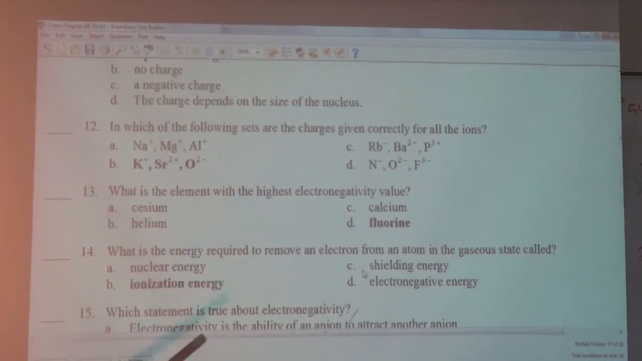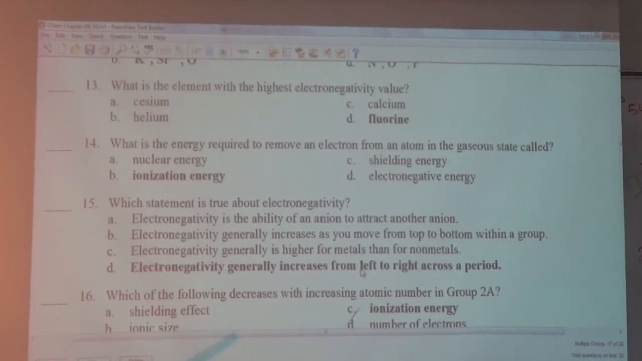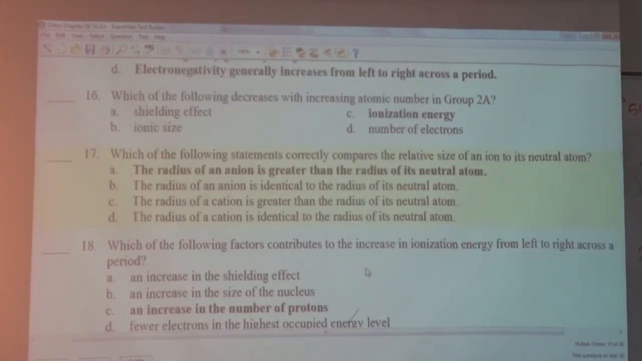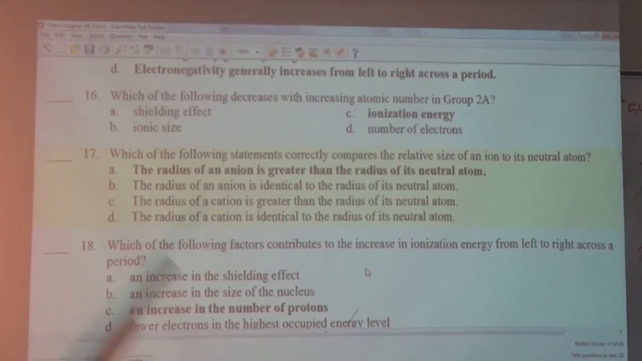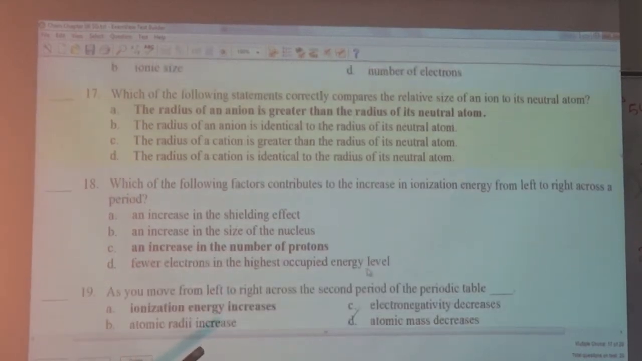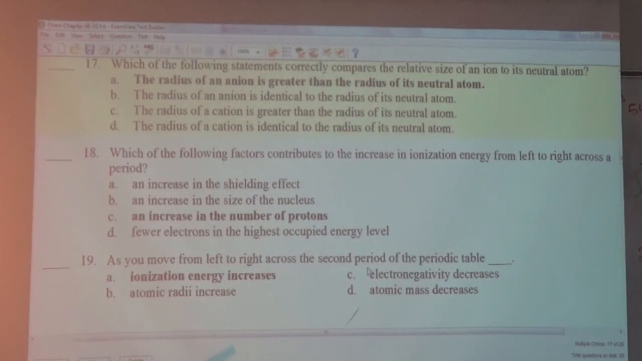D. Fluorine. 14. What is the energy required to remove an electron from an atom in the gaseous state called? B. Ionization energy. 15. Which statement is true about electronegativity? D. Electronegativity generally increases from left to right across the period. 16. Which of the following decreases with increasing atomic number in group 2A? C. Ionization energy.